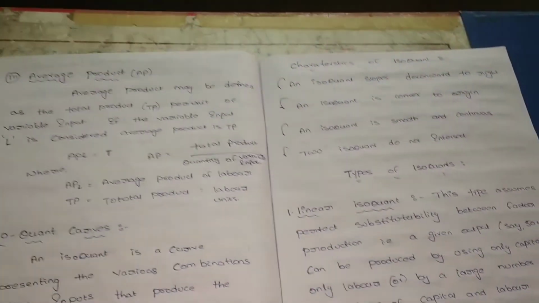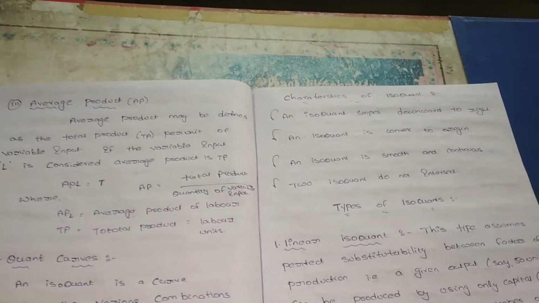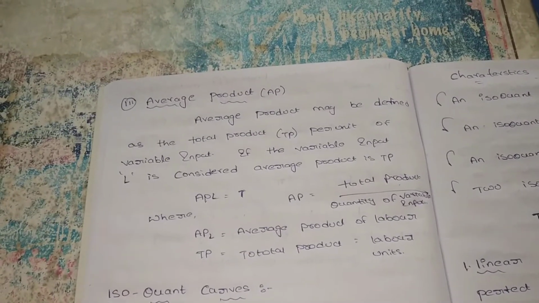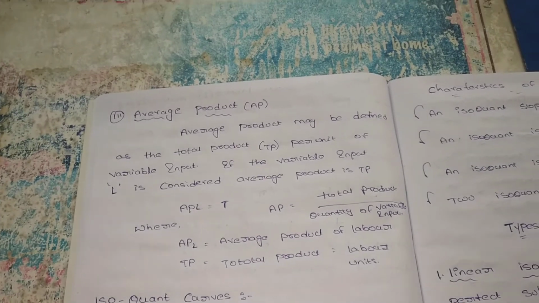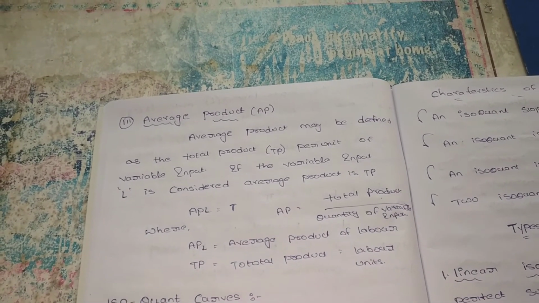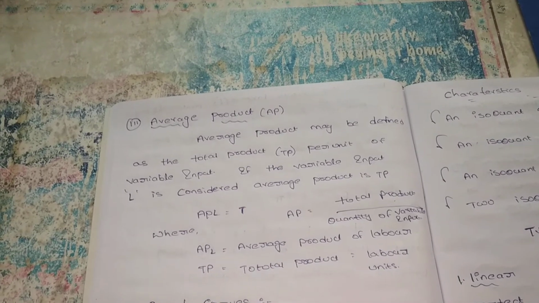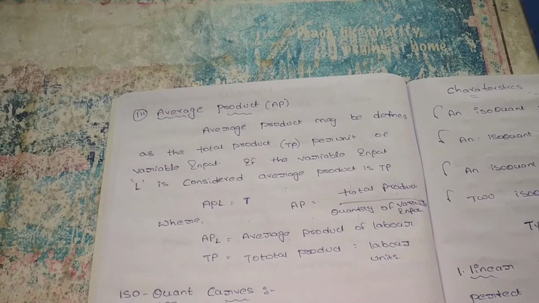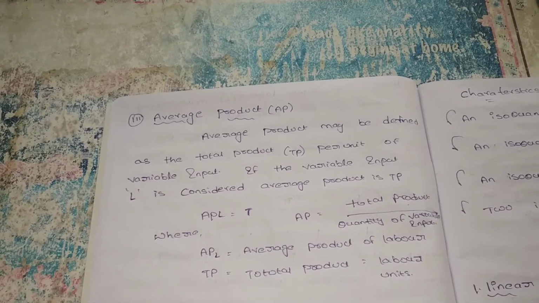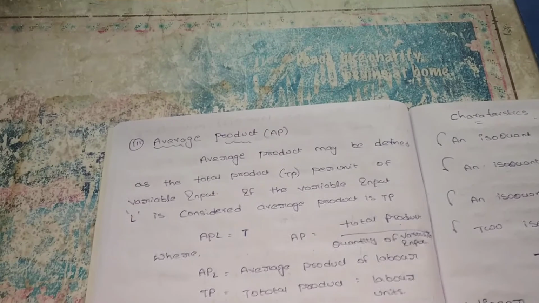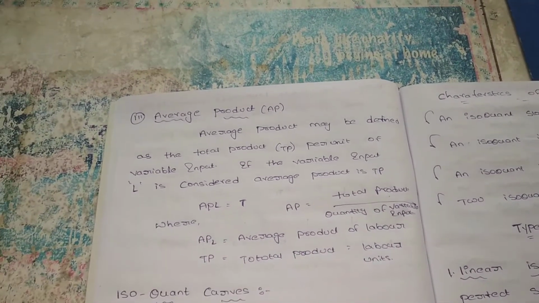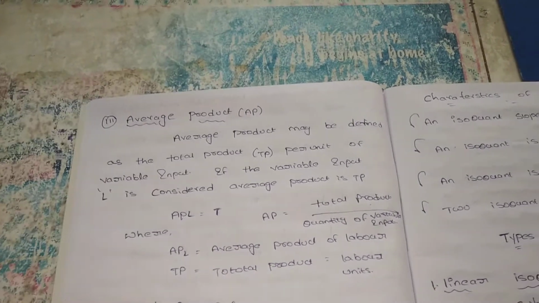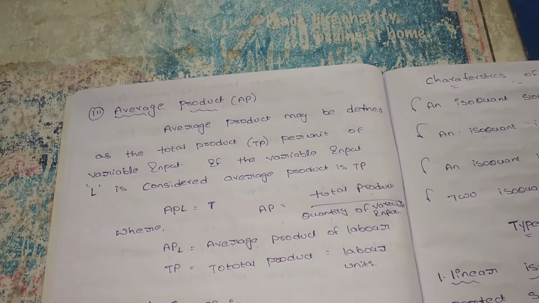In average product we have to calculate how much input is required per unit of output. Here we consider per unit, but in total product we are not considering per unit. Directly we are considering how much output we produced by utilizing the inputs. But in average product I want to know how much input per unit. Suppose I want to produce 105 units. For each of those 105 units, how much input is required is calculated in average product. The formula is total product divided by the quantity of variable input.